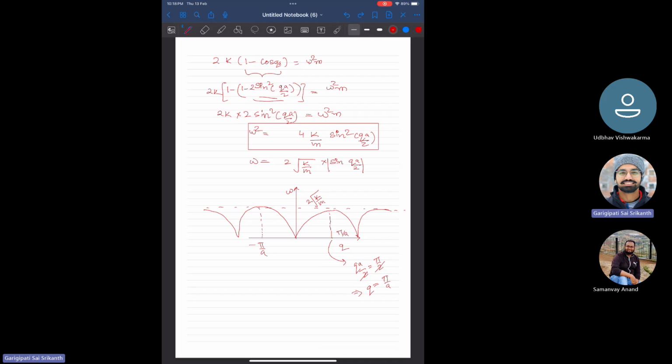So what is this equation telling us? k is known. k is the spring constant, the stiffness, it's known. m is the mass, which is known. a is the lattice constant, so the distance is known. Then essentially this is a relation between omega and q, where q is the wave number, right? q is the wave number.